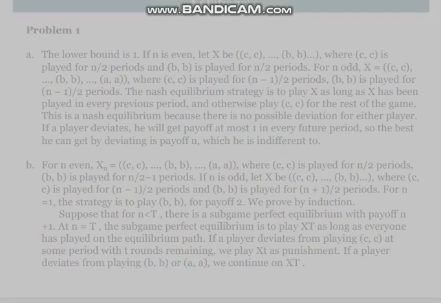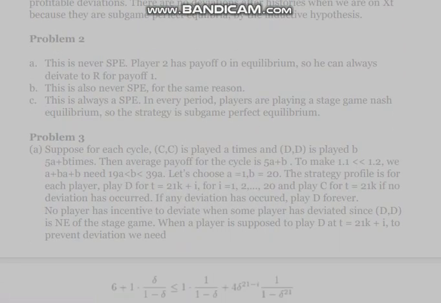A player that deviates with t rounds remaining gets payoff 1 in that round, and then plays the x_t subgame perfect equilibrium with payoff t+1, for a total of t+2. This will never exceed t+1, so on the equilibrium path there are no profitable deviations. There are no deviations after histories when we are on x_t, because they are subgame perfect equilibria by the inductive hypothesis.